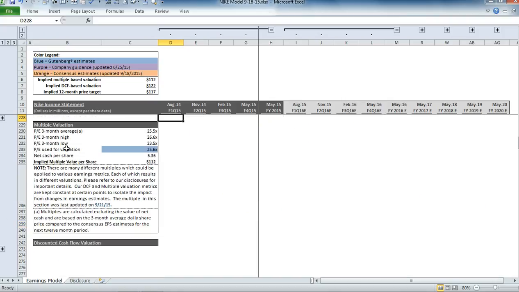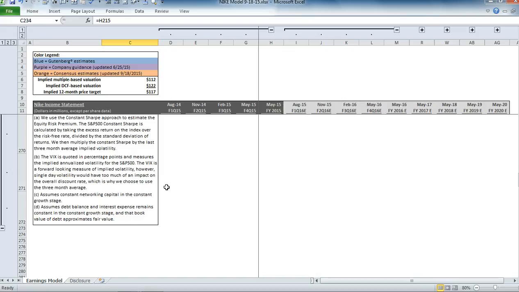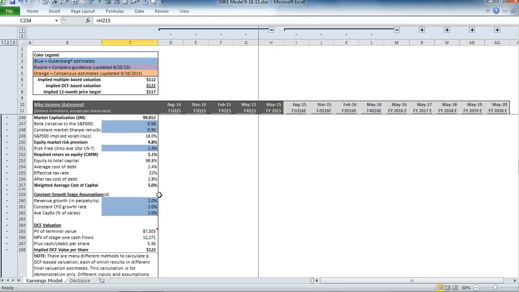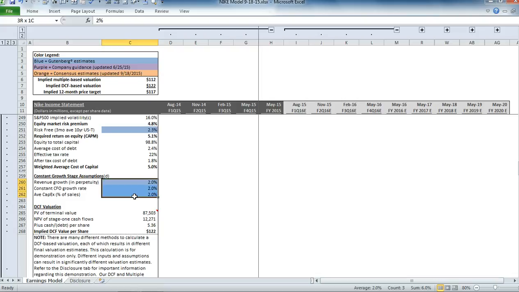After the cash flow statement, you'll see the summary of our multiple valuation approach and our discounted cash flow approach. So for Nike, we're just looking at the 3-month average next 12-month price earnings ratio, the low and the high, and we're using about the average for our valuation, but you can change this number here if you think a different multiple would be more appropriate. And we're also adding to that the net cash per share. And then if you expand the DCF section, you'll see that we have a number of assumptions. Again, there's a 10-minute video that goes through each one of these, and the details for our terminal growth stage.